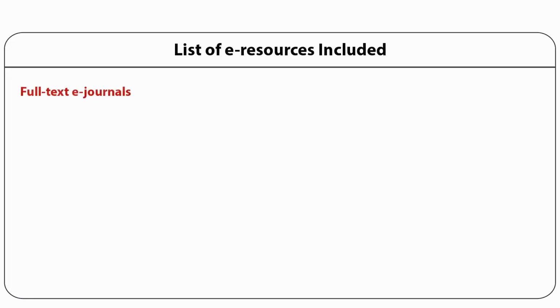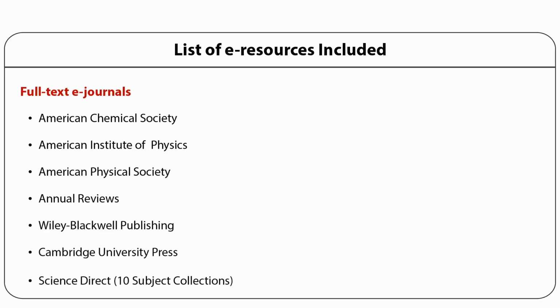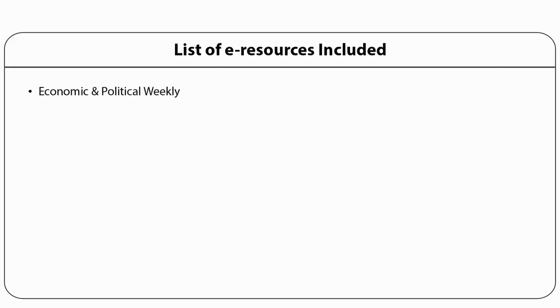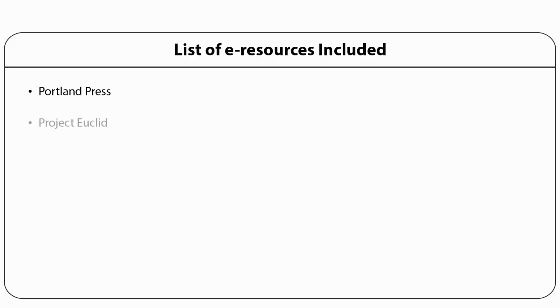The full-text journals covered under the UGC-INFONET Digital Library Consortium are from American Chemical Society, American Institute of Physics, American Physical Society, Annual Reviews, Wiley Blackwell Publishing, Cambridge University Press, Science Direct, Economic and Political Weekly, Emerald Publishing, Institute of Physics, JSTOR, Nature, Oxford University Press, Portland Press, Project Euclid, Project Muse, Royal Society of Chemistry, SIAM, Springer Link, and Taylor and Francis.